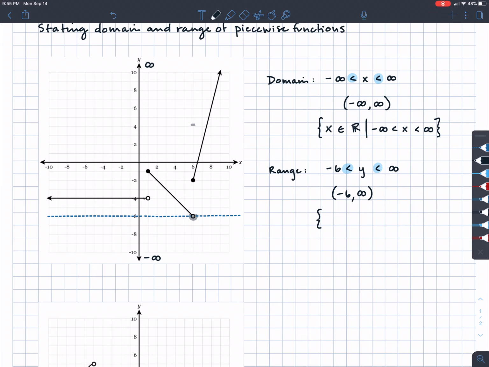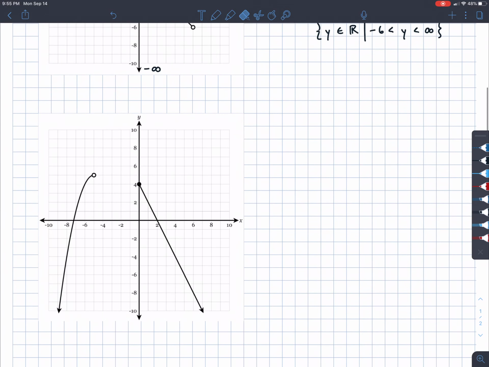our brace y is in the set of all real numbers, and this goes from -6 to y to positive infinity. Okay. All right, let's try our next one here.